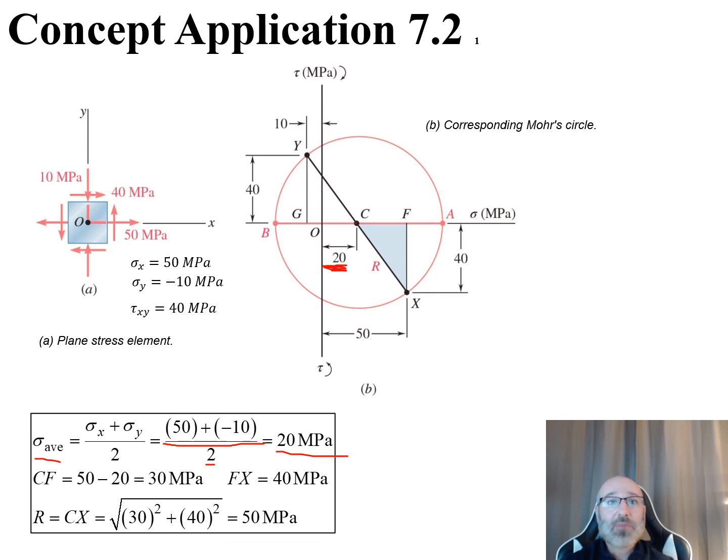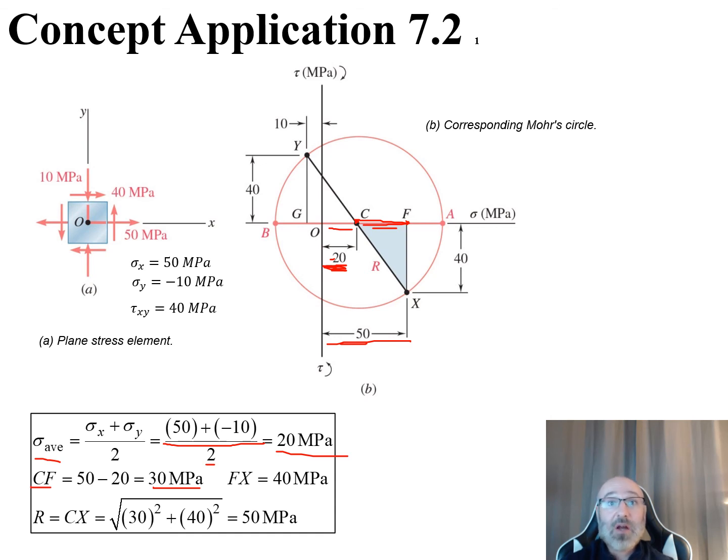We can also do this by our labels right here. If C to F is equal, so C to F right here, well, this is equal to this distance right here from O to F minus this distance right here from O to C. So we can say that C to F is equal to 50 minus 20, which is 30 right there. So that was another way to get that value, going from our center to point F of 30 megapascals.